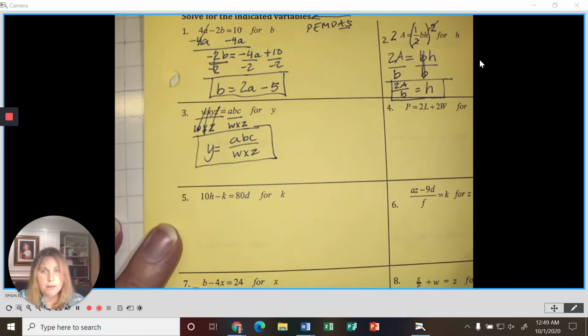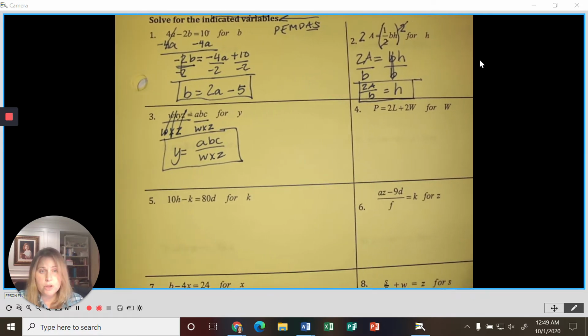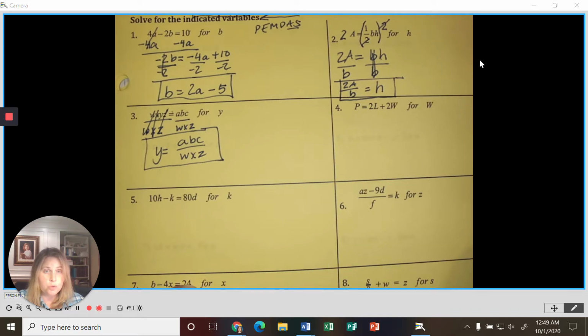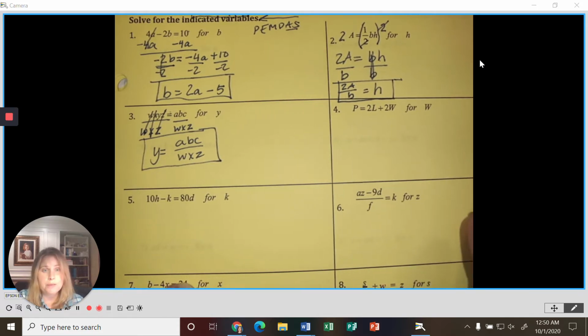Okay, and at the beginning of the year, we talked about following that order of operations in reverse, because eventually we would get to situations where we have more complex problems and we need to rely on that order of operations in reverse, and this is an example of that.